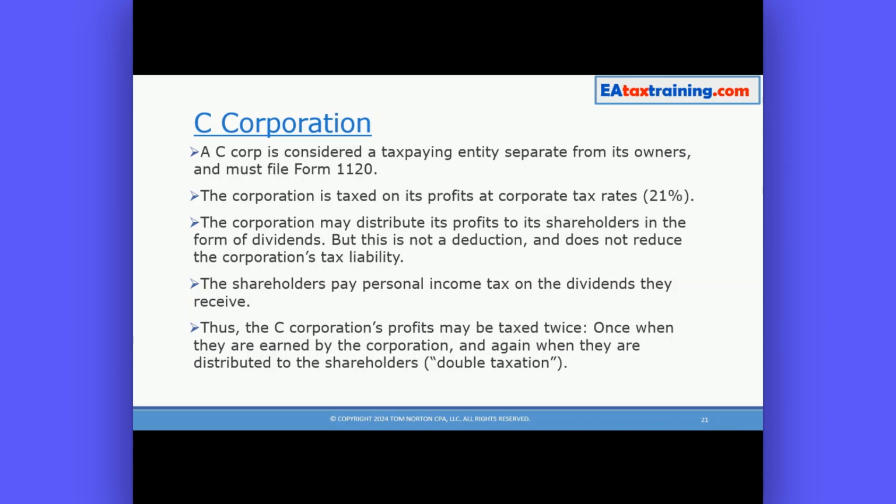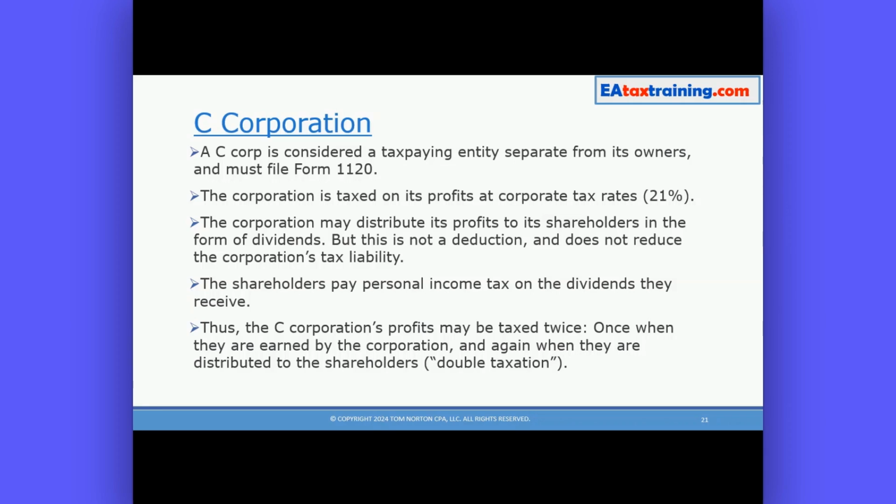So the corporation has its profits and they have their deductions. So they're doing their normal business. They've got their income, they've got their deductions, but they cannot call this dividend a deduction. In other words, the dividend will not reduce the taxable income of the corporation, and it does not then reduce the corporation's tax liability. However, the shareholders do pay personal income tax on the dividends they receive.